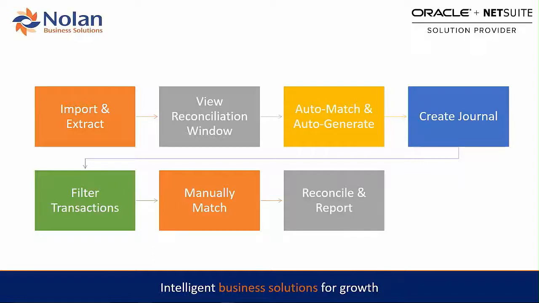We're then going to create a journal transaction from within the ABR window, which is a really neat feature. We're then going to play around with filters, so we can filter both on the bank statement window and also the general ledger transaction window at the same time. We're then going to move on to demonstrate how we can manually match transactions both one-to-one and one-to-many. And finally, we're going to process the reconciliation and we're going to report on it.